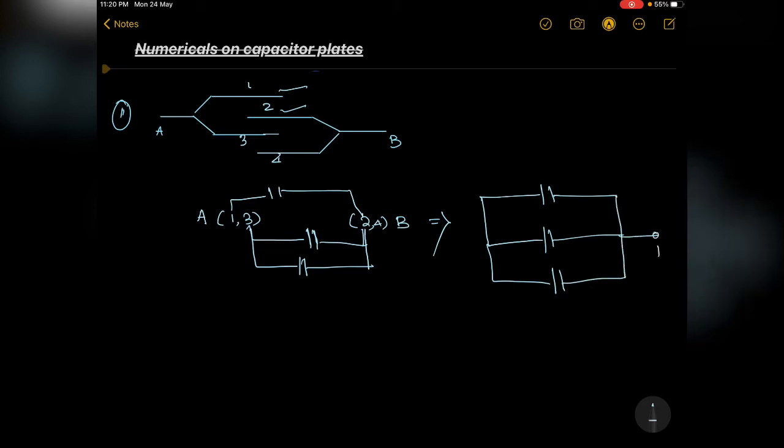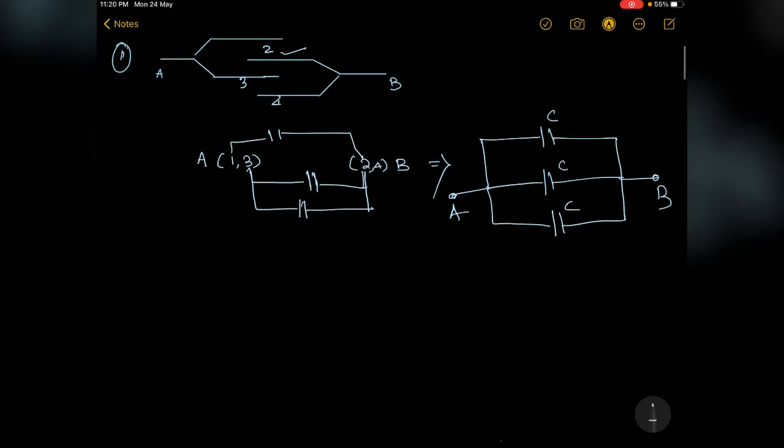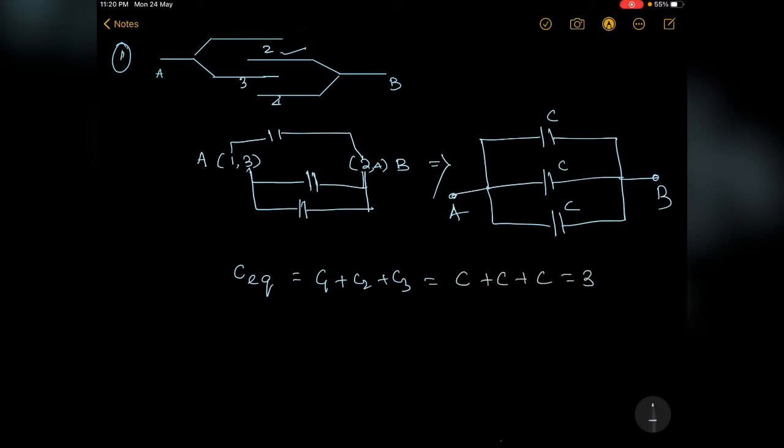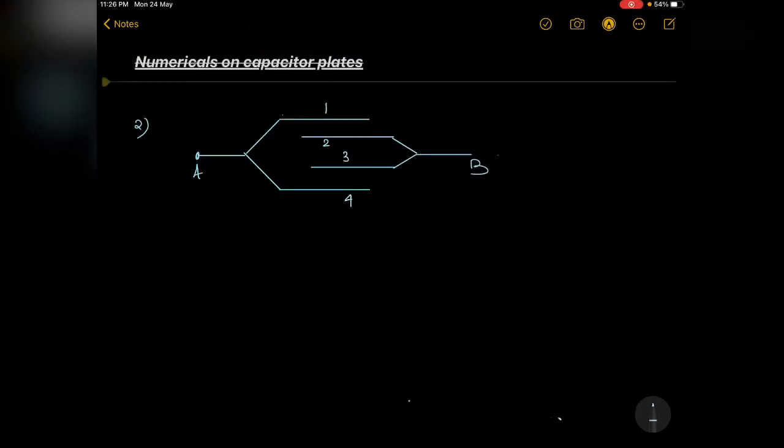This side is point B and this side is point A. Suppose each has capacitance C. I can see these three are in parallel combination. So the equivalent capacitance will be C1 plus C2 plus C3, here C plus C plus C. That means the equivalent capacitance for this case will be 3C. The answer will be 3C.